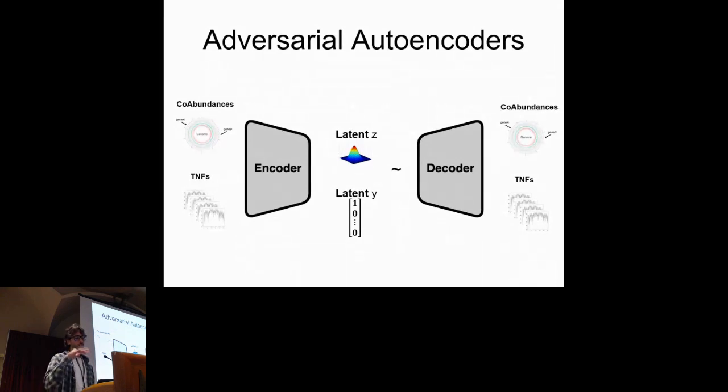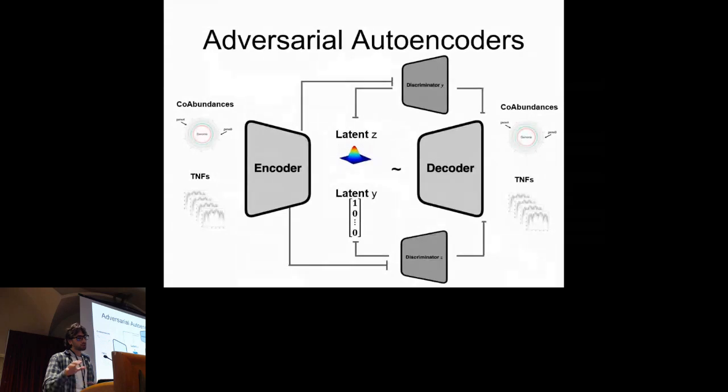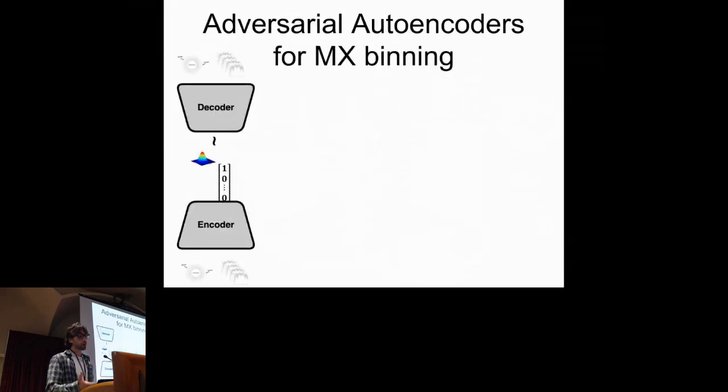So now in each forward pass, the encoder projects our contig into a continuous Gaussian distributed latent space and into a one-hot vector as well. Another important difference between adversarial autoencoders and VAEs is that to regularize these latent spaces, we have two additional networks, the discriminators, that are continuously competing against the encoder and the decoder for the regularization of those latent spaces. That's why we call them adversarial autoencoders. And that's how we apply them for binning.